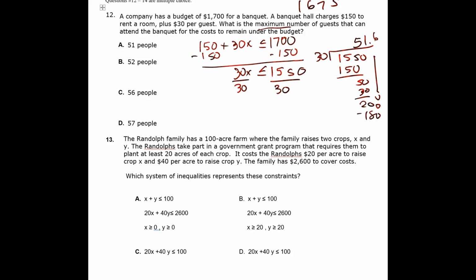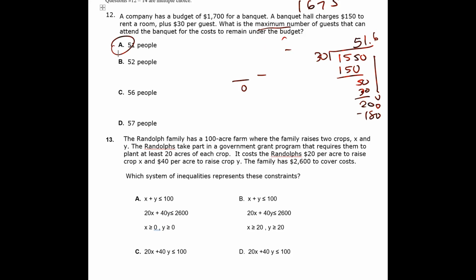That's 180. All right, so it says, what is the maximum number of guests? Well, we can't have 51.6 guests. So the maximum number of guests will be 51. Okay? And I know some of y'all just plug and chug, like, which one goes over? That's great. You could have done that as well. All right, moving on to the next one.